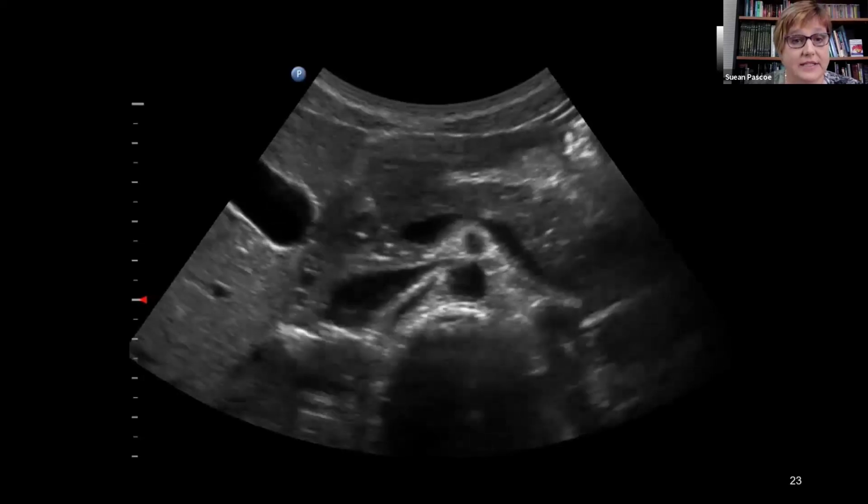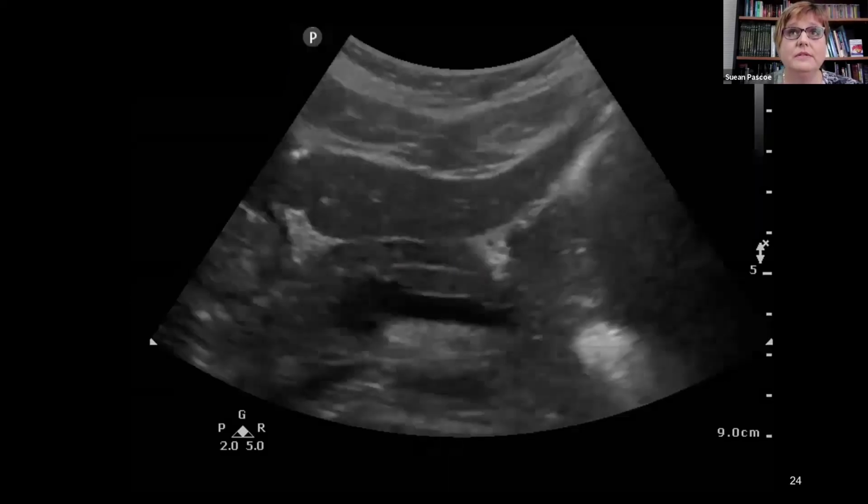This is a pancreatic duct in a normal person. So you can see that there's kind of a really thin sort of hypoechoic area through here, and that's just the pancreatic duct. As I said, you don't always see the pancreatic duct on normal pancreases.